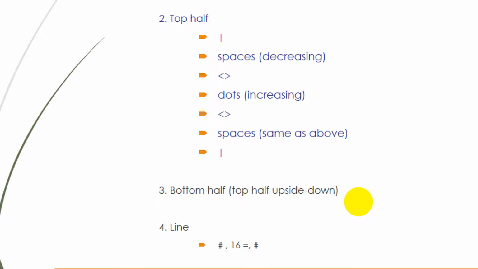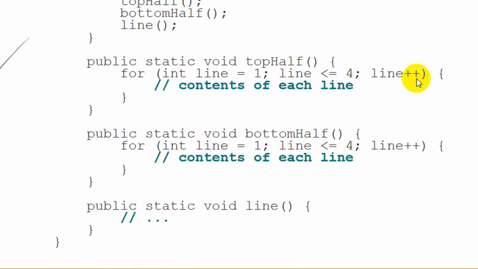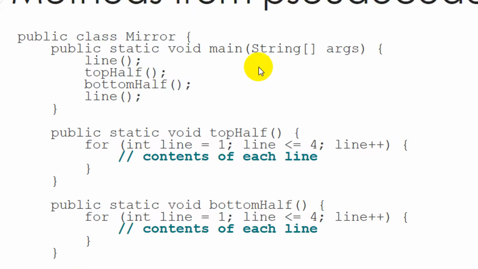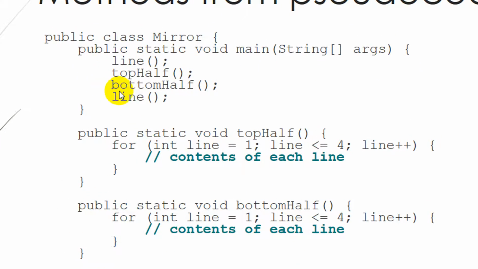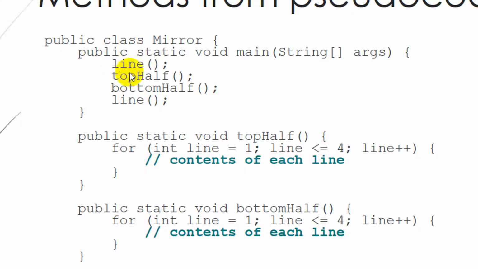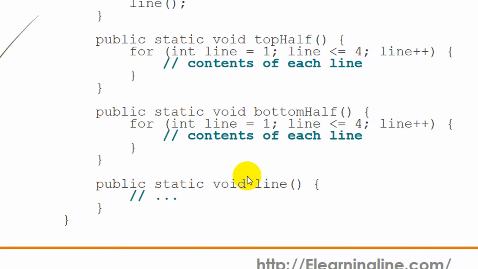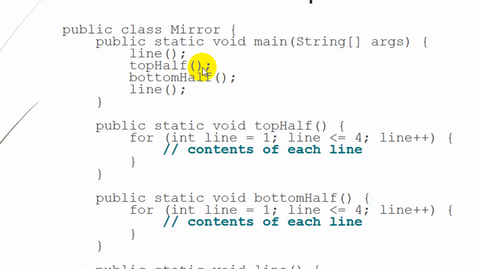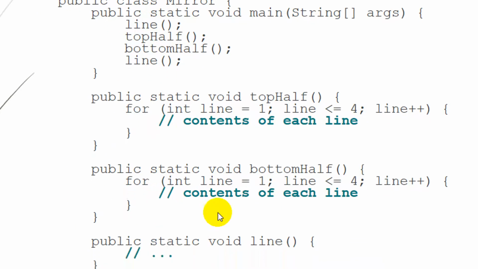Okay, let's just continue. This is a method for pseudocode. You have a line, top half, bottom half, and a line. So when you are at this point, it will call this line method. When you are at top half, it will call this method. When you are at bottom half, it will call this method.